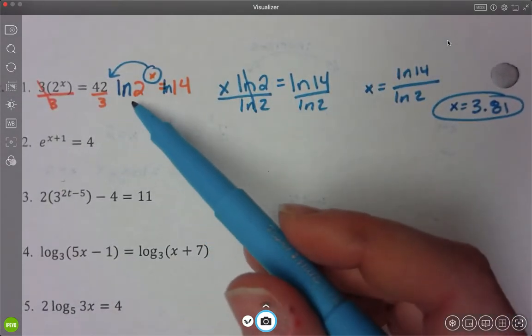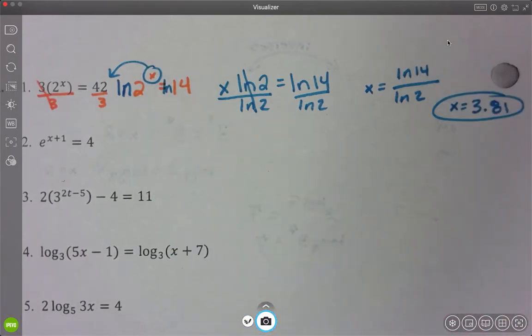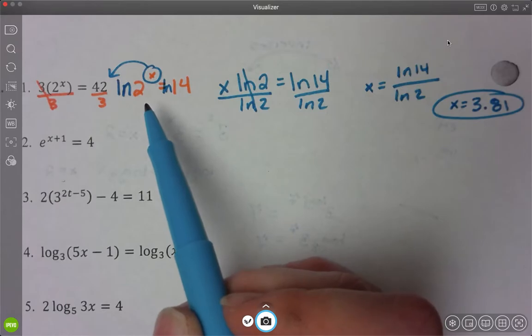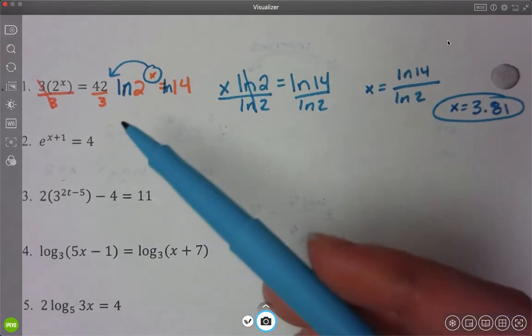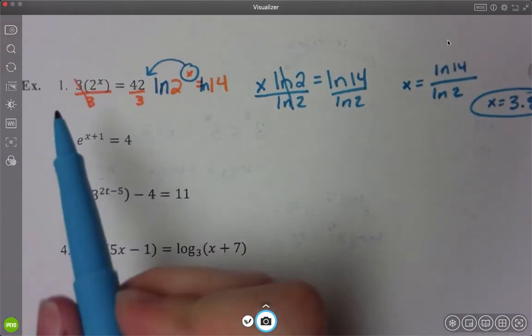Now you might be wondering, why did I insert an ln rather than a log base 2 or a log base 10 or something like that? As long as I do the same thing to both sides, it doesn't really matter. I could have inserted a log base 10 to both sides, it doesn't matter. But I just like to use ln just because it's less writing than log with a base of something really clunky.